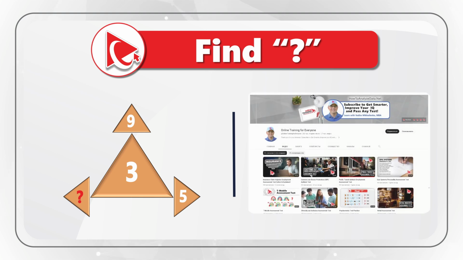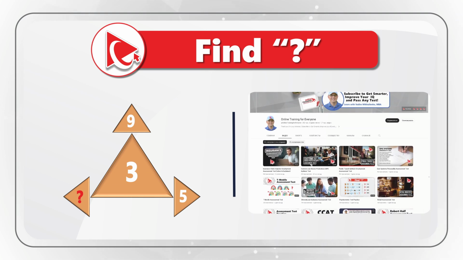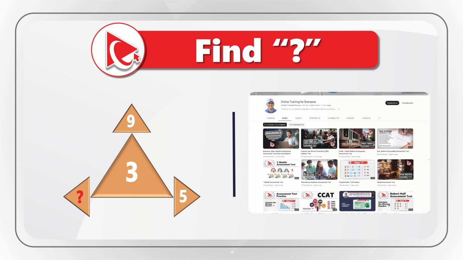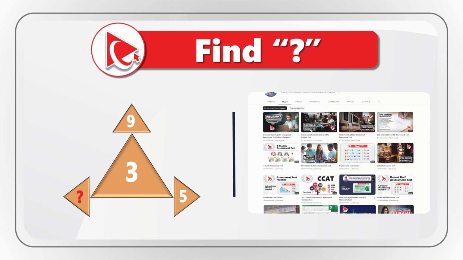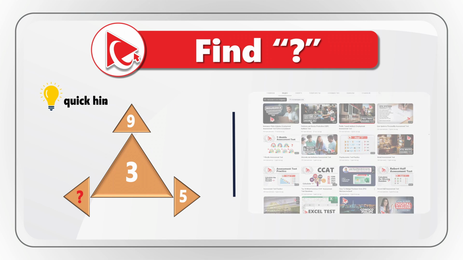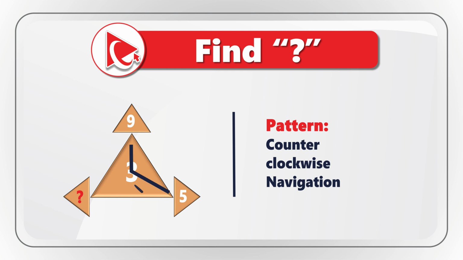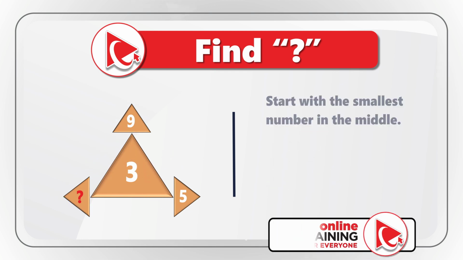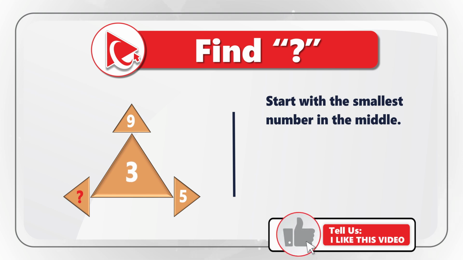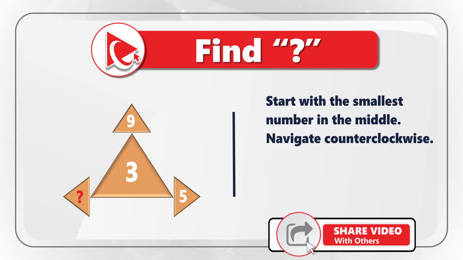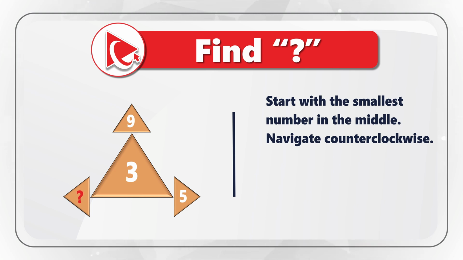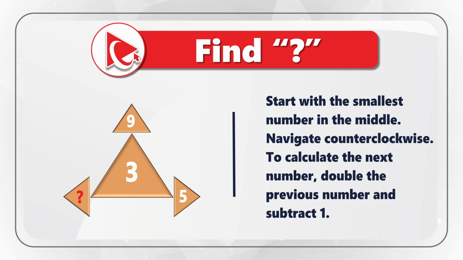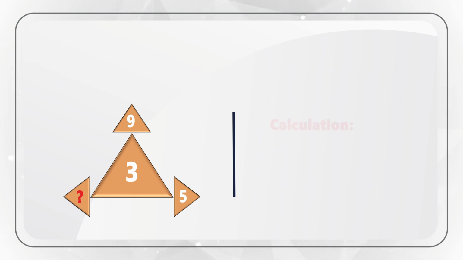If you are a frequent visitor to this channel, you know the rule. And the rule is, to complete the calculations and solve the challenge, you need to understand the pattern. And the pattern here is very simple. It's a counterclockwise navigation when you do the calculations. You start with the smallest number 3, and then calculate number 5, calculate number 9, and then calculate the missing number. In this pattern, to calculate the next number in the sequence, you need to double the previous number and subtract 1. Let's look at the example.